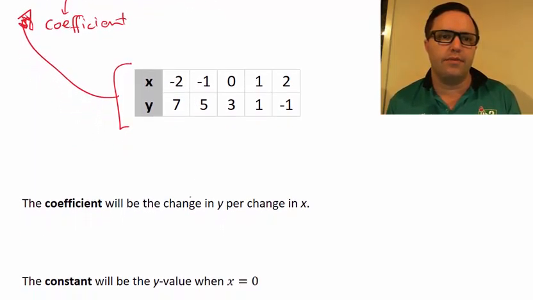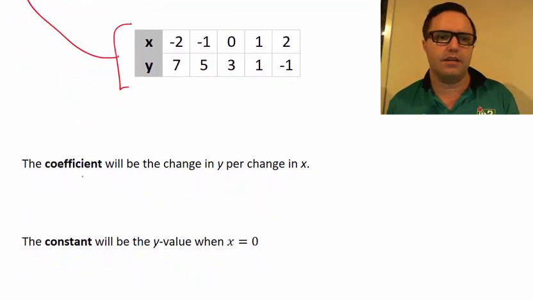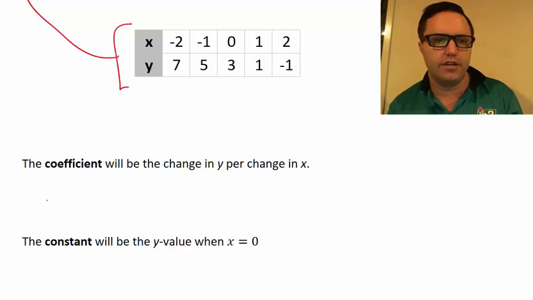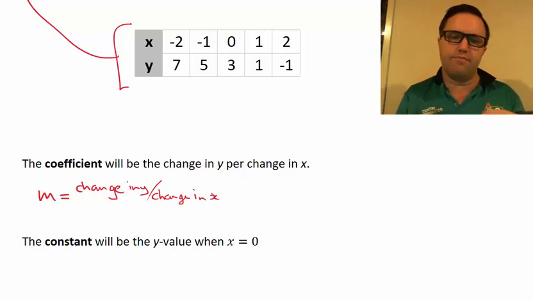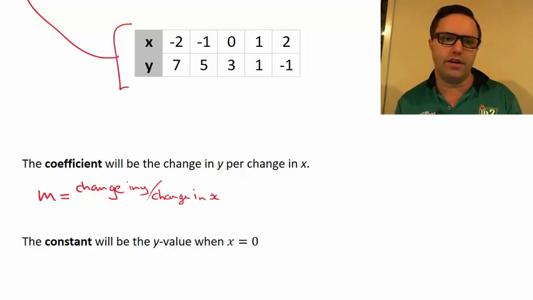Now when we're trying to make our y equals mx plus c, the coefficient will be your change in y per your change in x. So that m is going to be equal to the change in y per change in x. You'll see that get formalized a little bit more in the next video, but that's how I want you to think about it. Okay, so let's have a look.